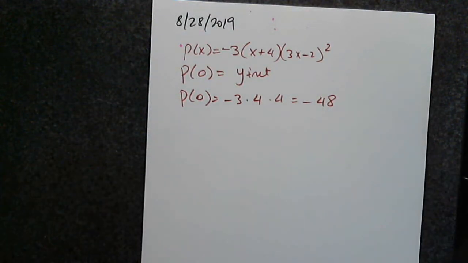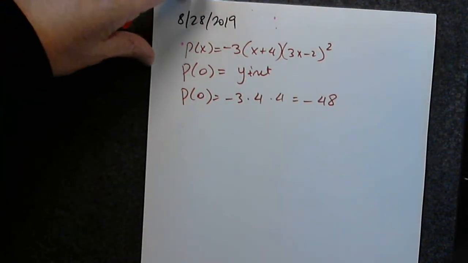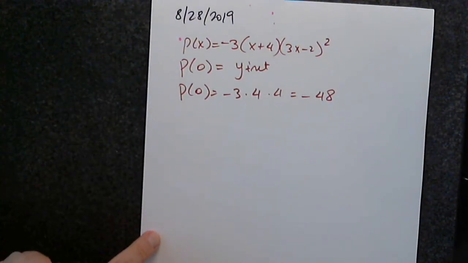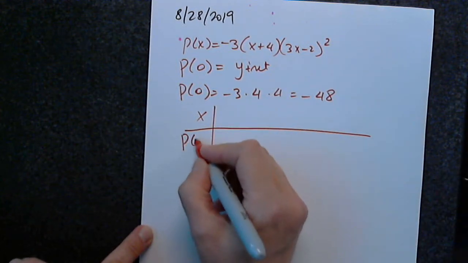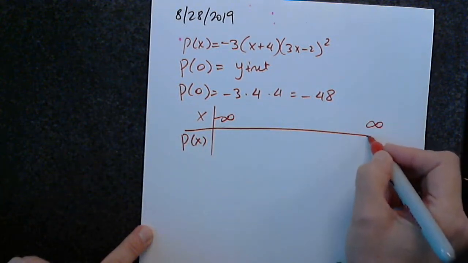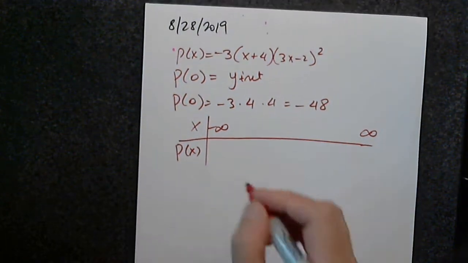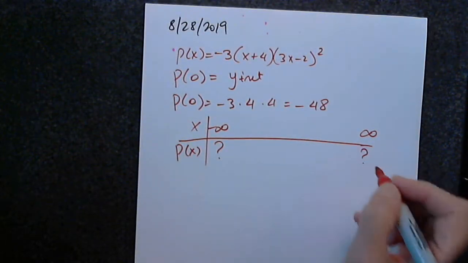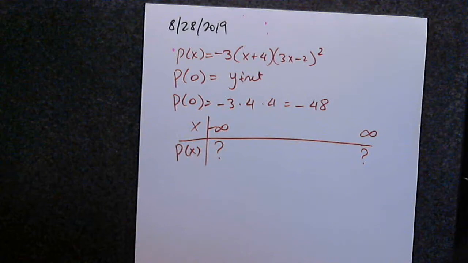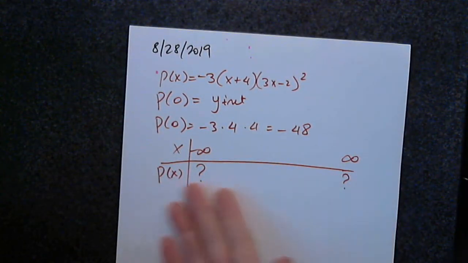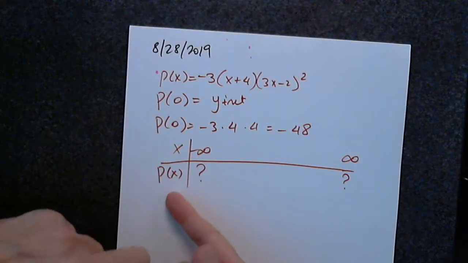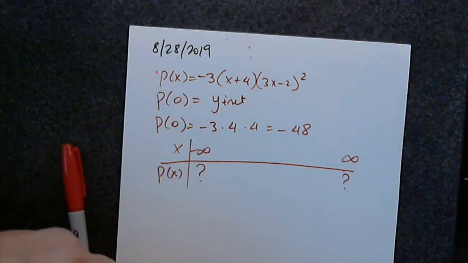Okay. And end behavior. In other words, the question is really asking us what happens here and here. When x approaches negative infinity or infinity, where does the function go? And here's how we think about it.